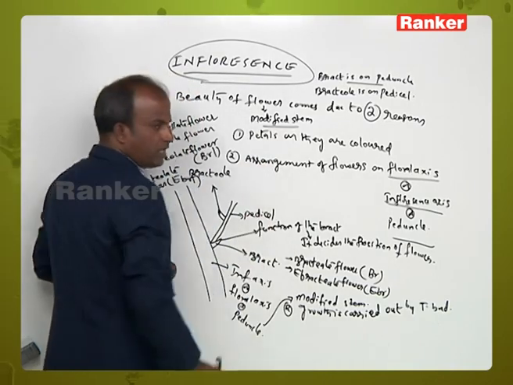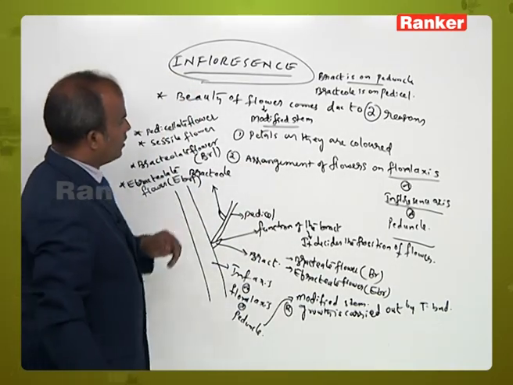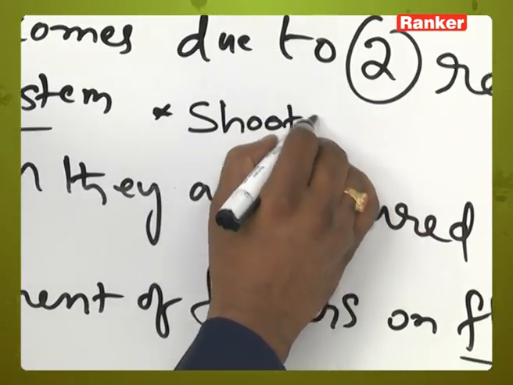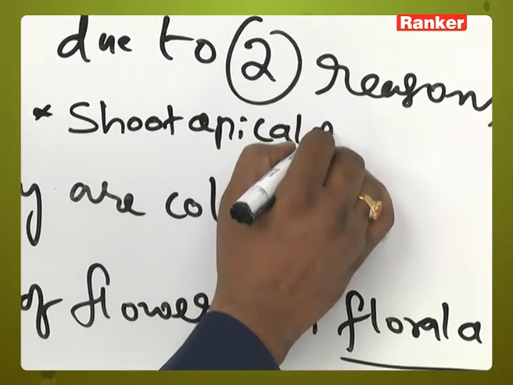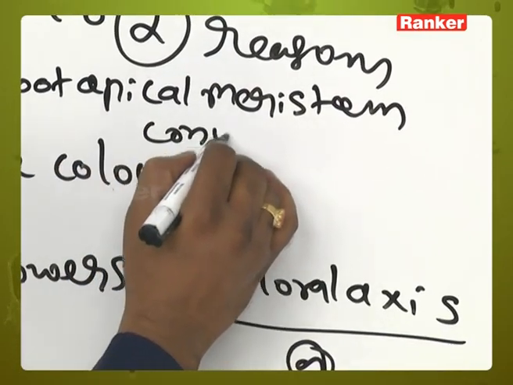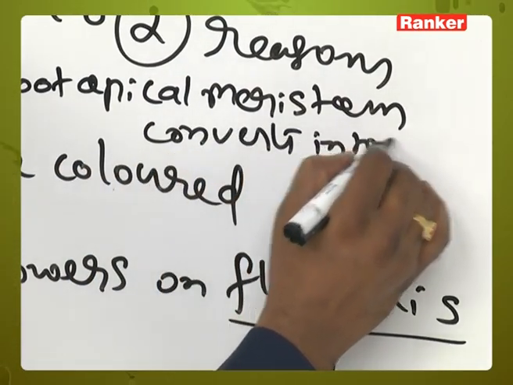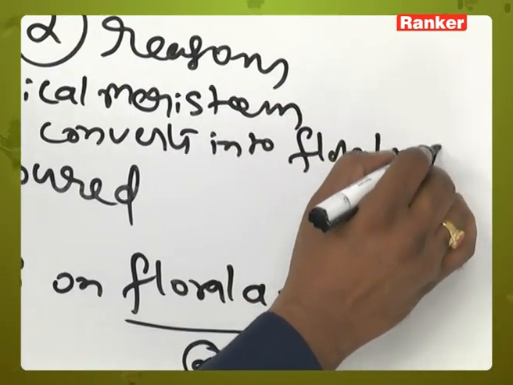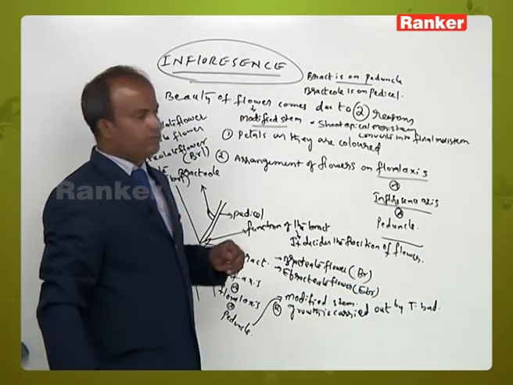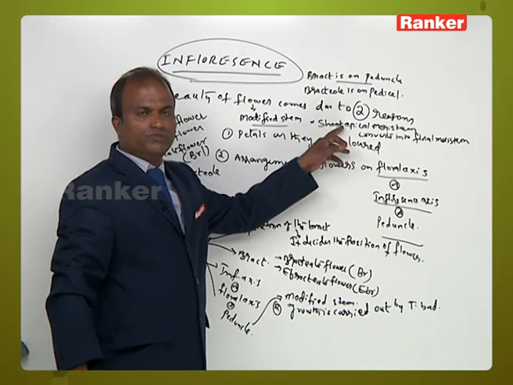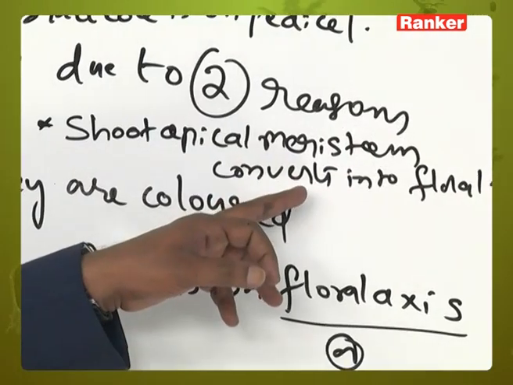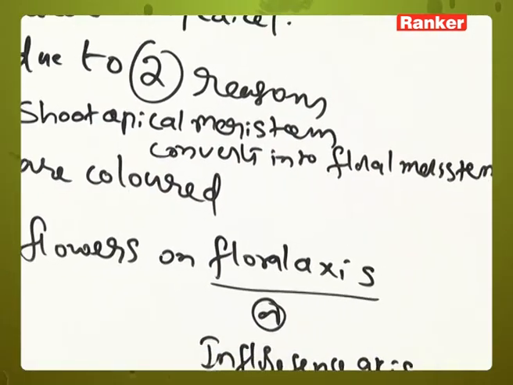Why is flower called a modified stem? Because in this shoot, apical meristem converts into floral meristem. Converts into which one? Floral meristem. Flower is a modified stem and it is also called a shoot. Which one is modified into floral meristem in this inflorescence chapter? Shoot apical meristem converts into floral meristem.